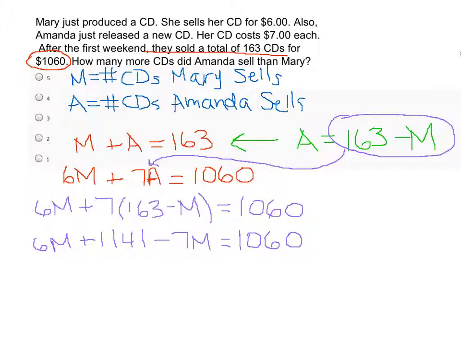And we have, if we combine our like terms, 6M minus 7M, which gives us a negative M. And if we subtract the 1,141 from each side, that leaves us with negative M equals a negative 81. So we want to divide each side by negative 1 to get M equals 81. So we know Mary sold 81 CDs. But now we need to figure out how many CDs Amanda sold.